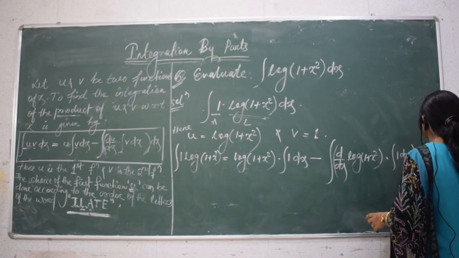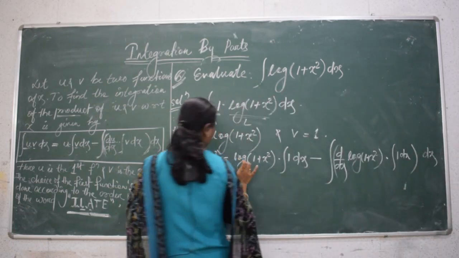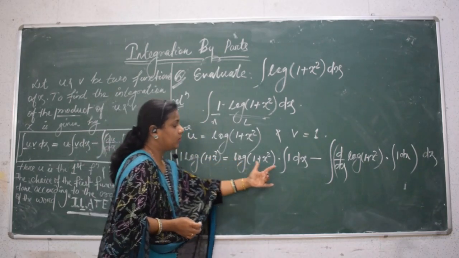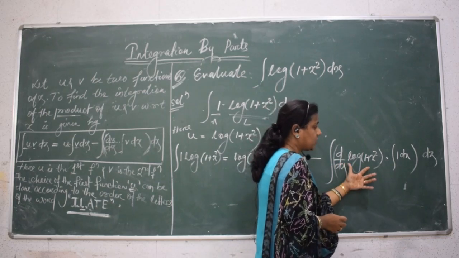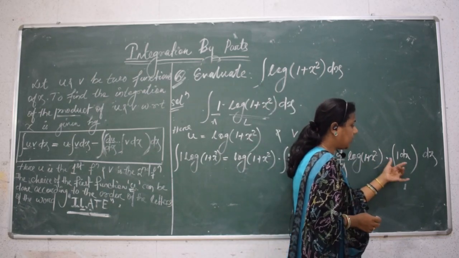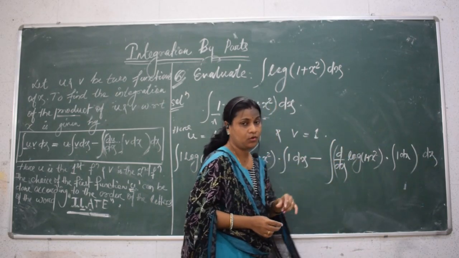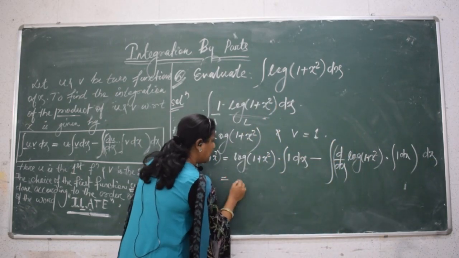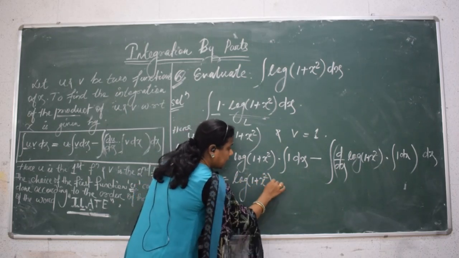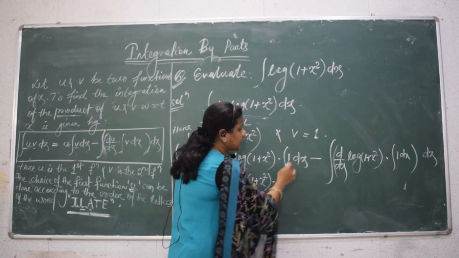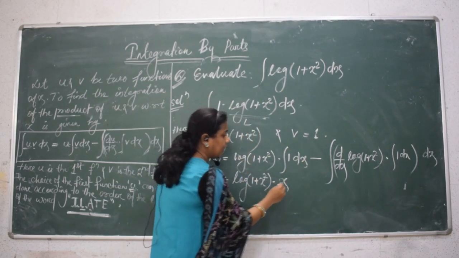Here I have written the v dx, the same you have to write here, dx. Again you have to integrate with respect to x. Now you have applied the formula, that is u into integration of v dx, minus integration of the derivative of the first function, that is u, and the integration of the second function. Then you have to integrate with respect to x. Now, what will come? That is log of 1 plus x square into integration of 1 dx. Integration of dx means x. So, here I am writing x.